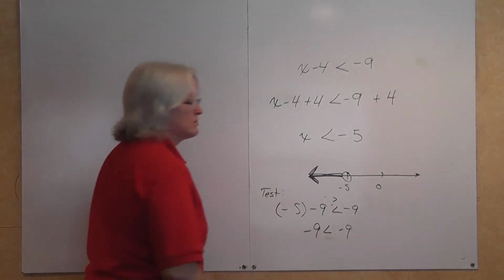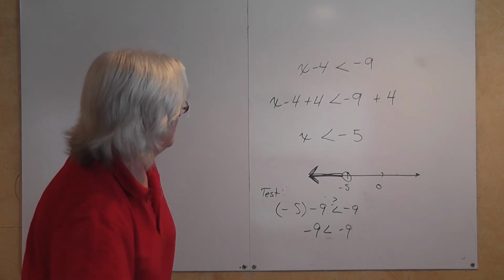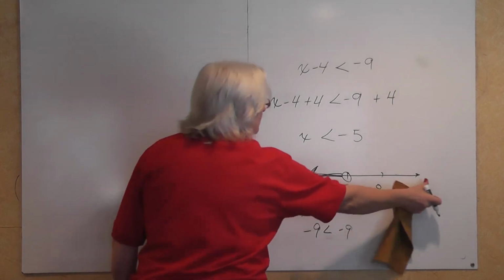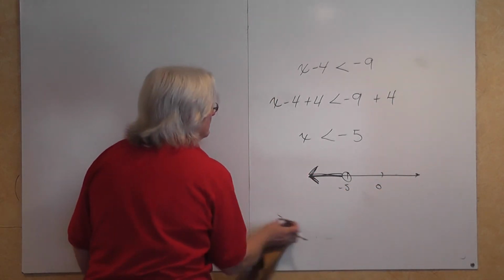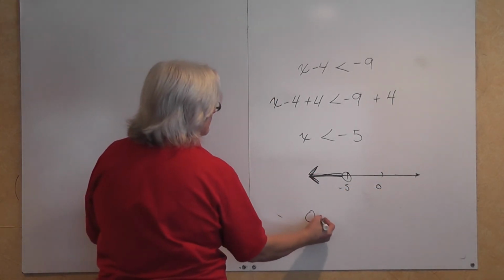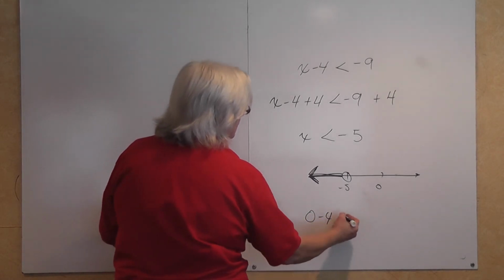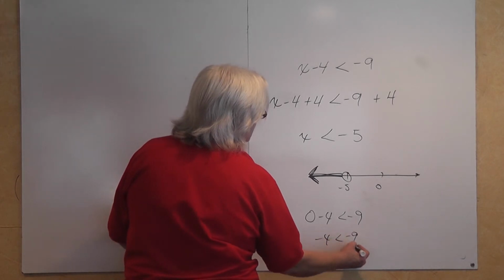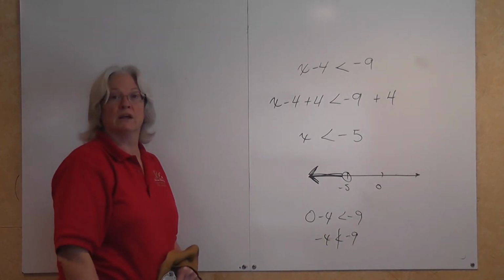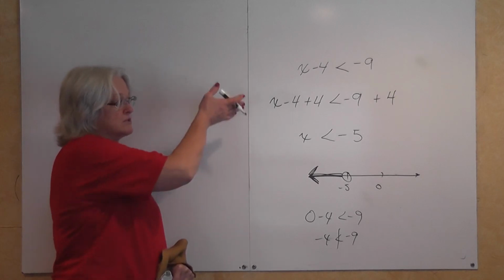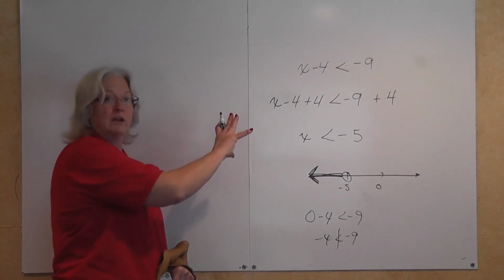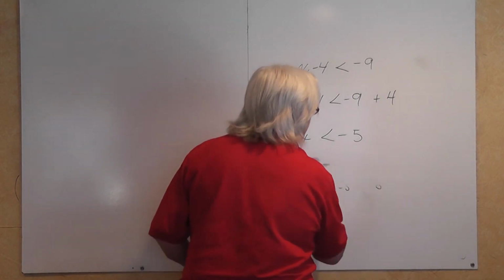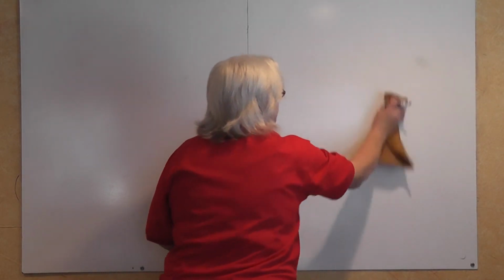Let's do one more illustration. What if our graph says everything going this direction? What about something to the right? What about 0? Is 0 minus 4 less than a negative 9? No, negative 4 is not less than negative 9, it's greater. So this is what you're going to do to solve an inequality. You're going to solve it just as if you were solving an equation.